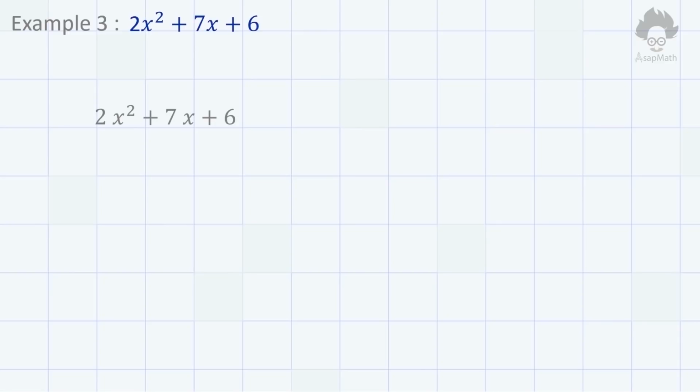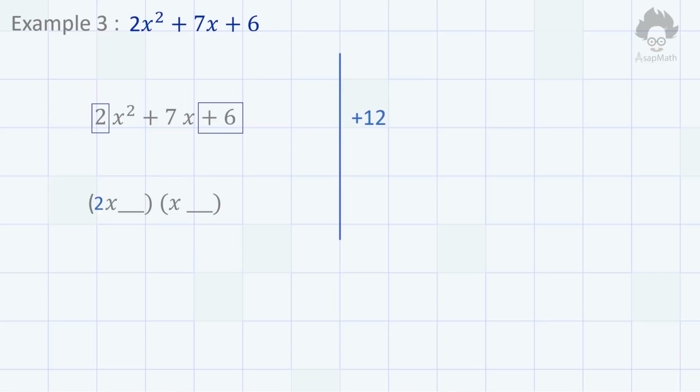In the previous two examples, the coefficient of x squared is equal to 1, but here it is equal to 2. So, when writing linear expressions, we can use 2 as the coefficient of x in any expression. Here we will put 2 in the first expression. Other steps are almost the same. First, we should take the multiplication of the coefficient of x squared and the constant term. It is equal to plus 12.